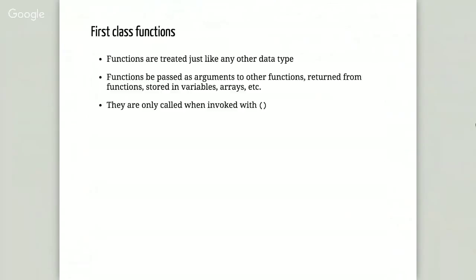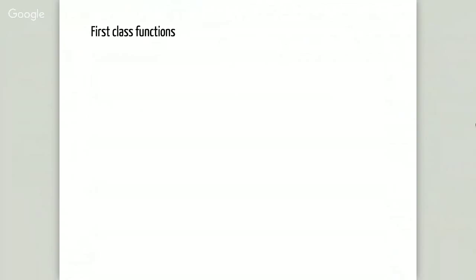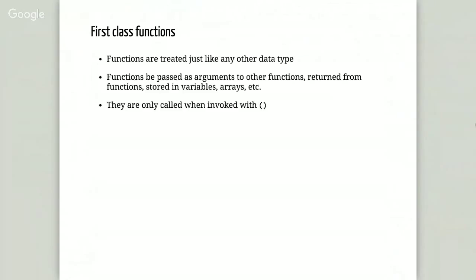I'd like to define what a first-class function is, because that's fundamental to the way we can work with these functions. In a language where functions are first class, of which JavaScript is one, a function is treated like any other data type. That means you can pass functions as arguments to other functions, return functions from functions, store them in variables, and store them in arrays. A function isn't going to do anything until you invoke it with brackets, in the case of JavaScript.